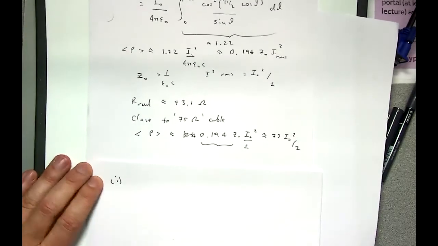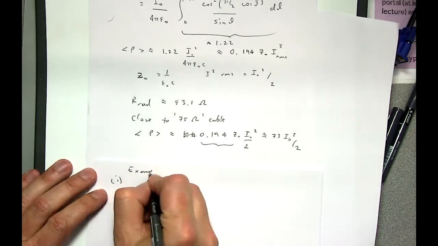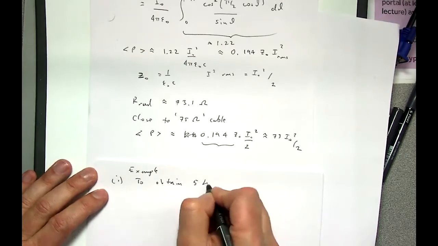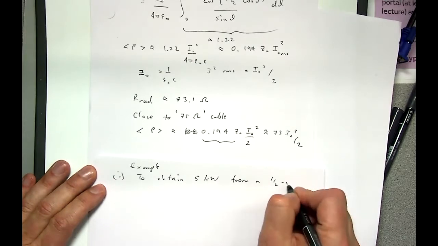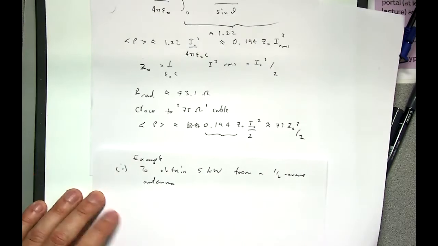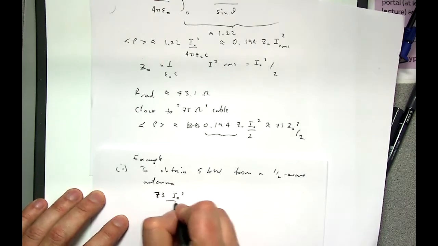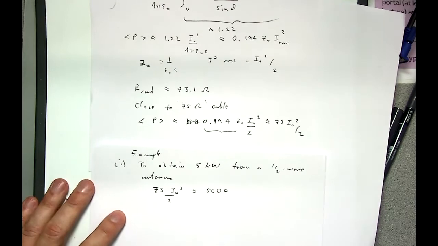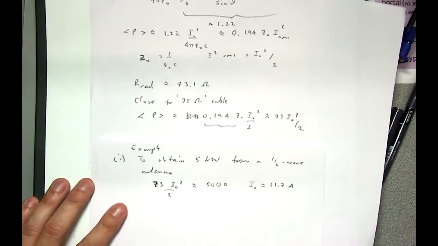let's say we want to get 5 kilowatts of transmitted power out of an antenna. Okay? So as an example. To obtain 5 kilowatts from our half-wave antenna, we require 73 I naught squared over 2 to be equal to about 5,000 watts. Okay? Which means that the current has to be about 11.7 amps. Okay?